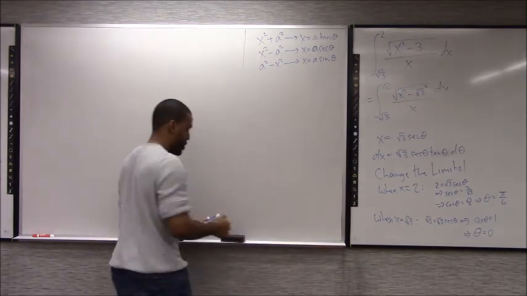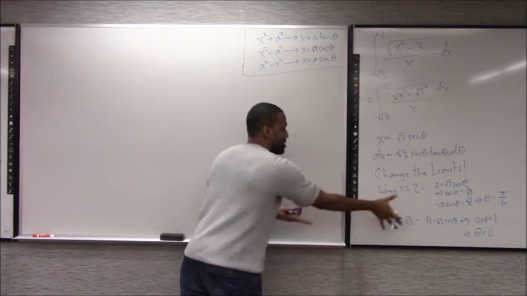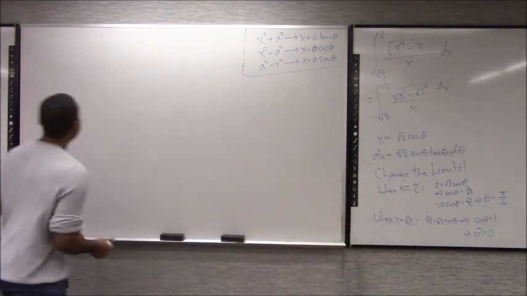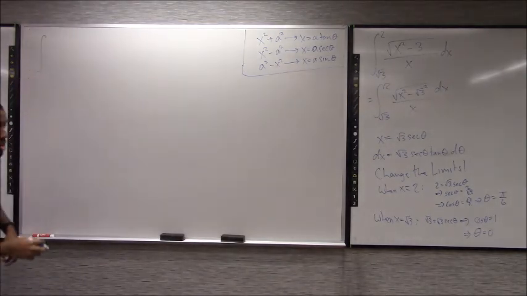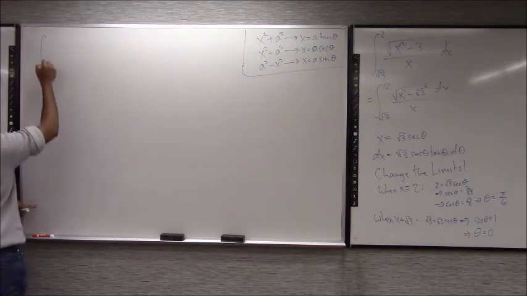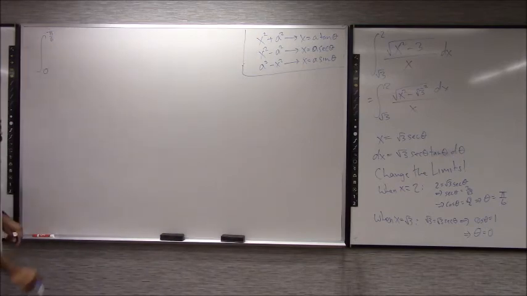This is why I did that trig recap. It's going to be important. That's not even the point of the problem. Okay, so now I'm going to do the new limits from 0 to pi over 6.